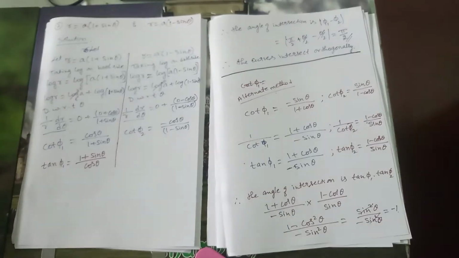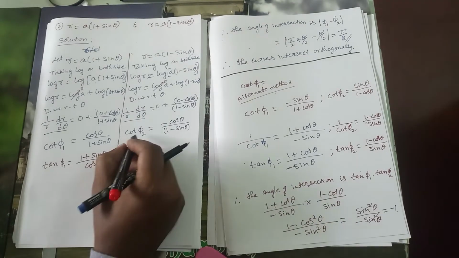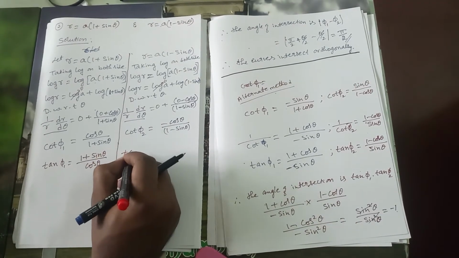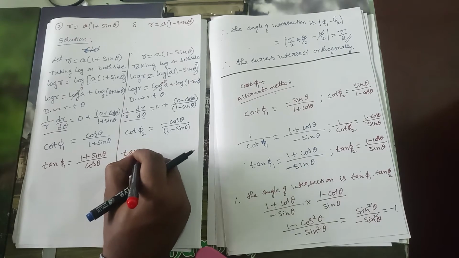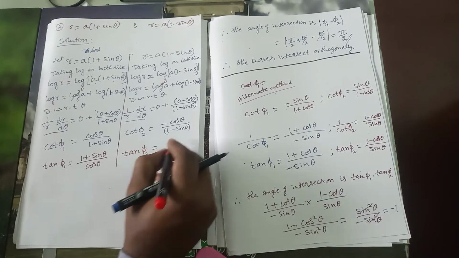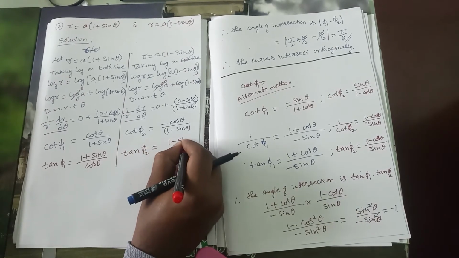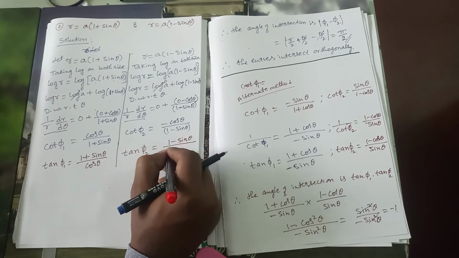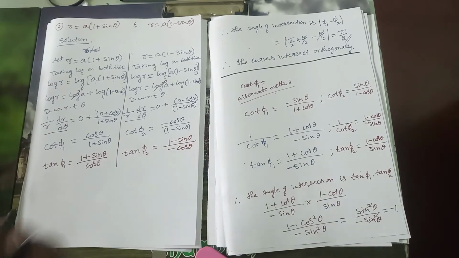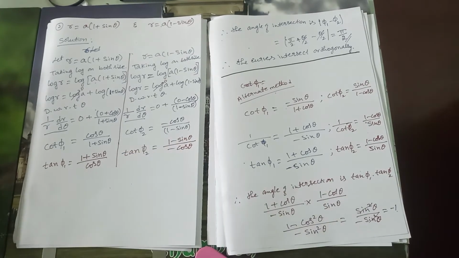So this can be written as, take the reciprocal, 1 over cot can be written as tan. tan phi 2 equals 1 minus sin theta divided by minus cos theta. Just interchange, you will get here, that's all.